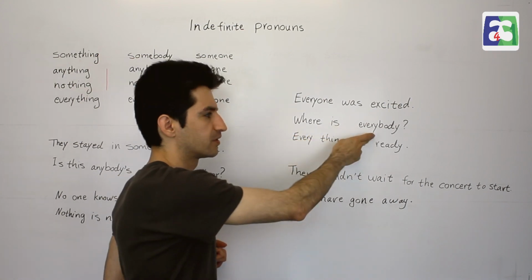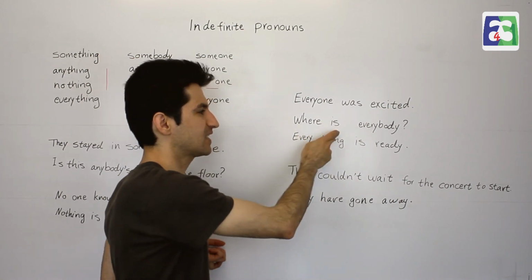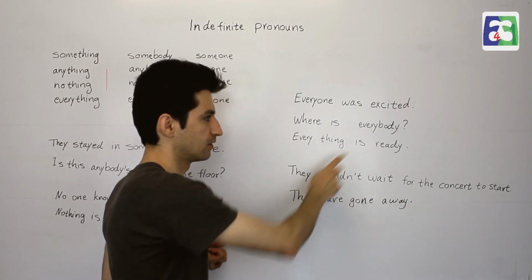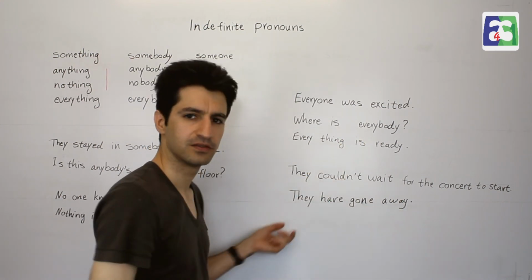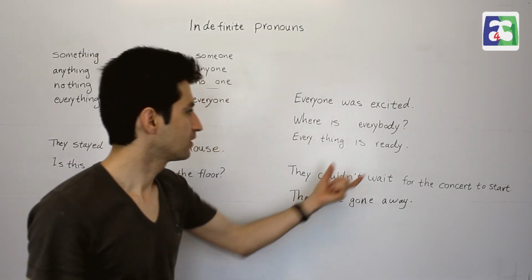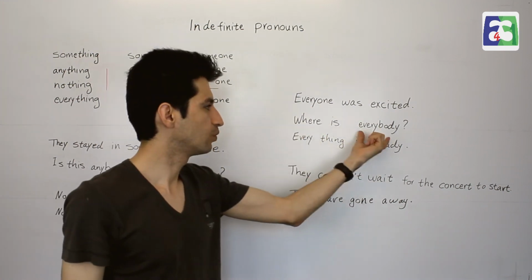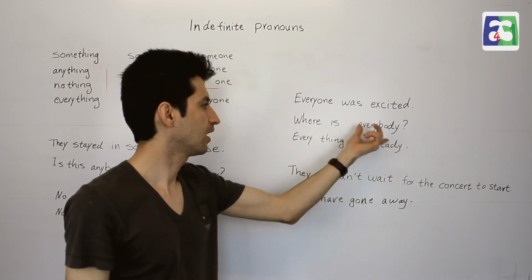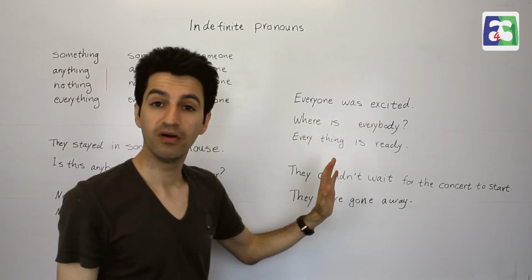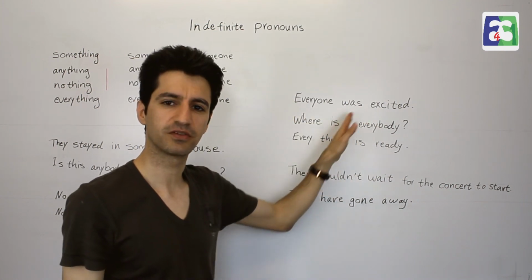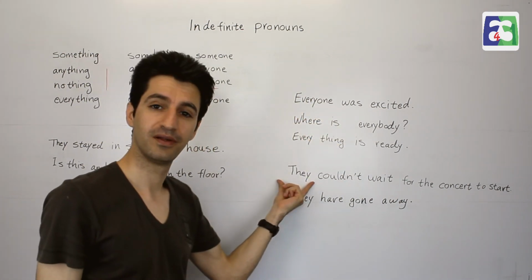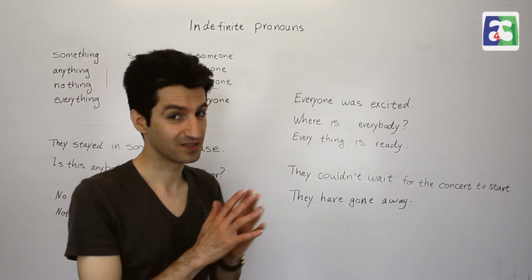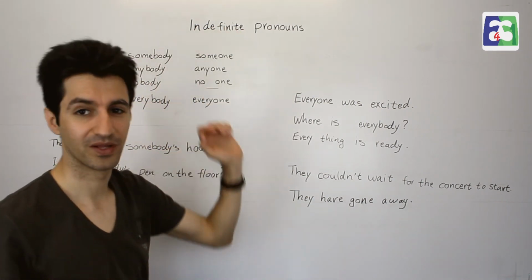Where is everybody? Is. Where is everybody? I say they. They have gone away. So they are considered to be more than one. Everything, everybody, everyone, but we use singular verbs after them. So, singular verbs, plural pronouns. This is about indefinite pronouns.